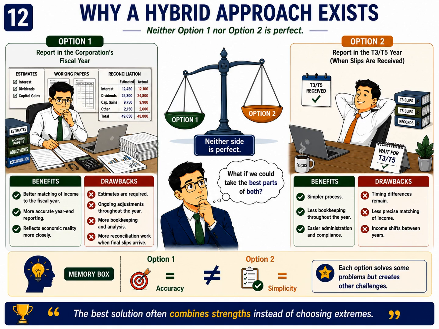The key takeaway from this slide is simple. Neither option 1 nor option 2 is perfect on its own. Each solves certain problems while creating others. The hybrid approach exists because many accountants believe the best reporting solution combines the strengths of both methods, rather than relying exclusively on either one. And that is exactly what we'll explore in the next slide.